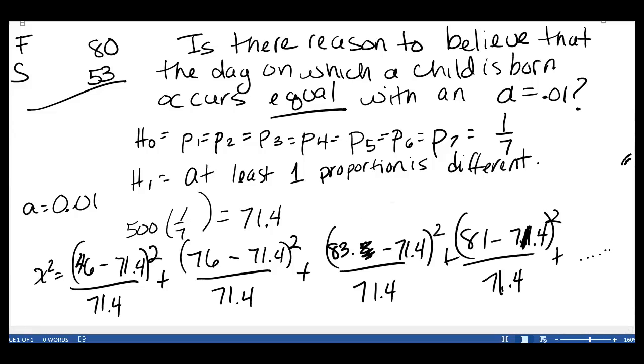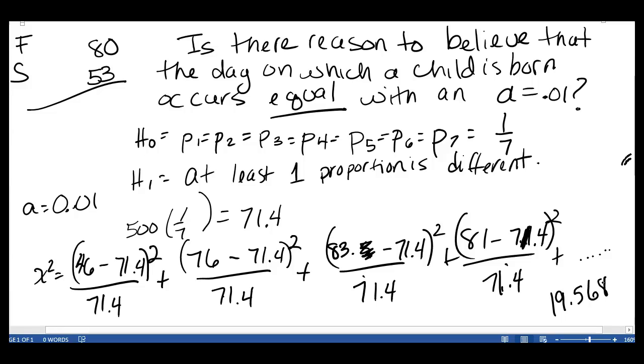Okay, so here we have Sunday, Monday, Tuesday, Wednesday. We would have to do this for Thursday, Friday, Saturday. And when we take our frequency minus the expected value, square it, divided by the expected value for everything, we add them all up, we do the summation. Our chi-squared is 19.568. And this is our test statistic value.